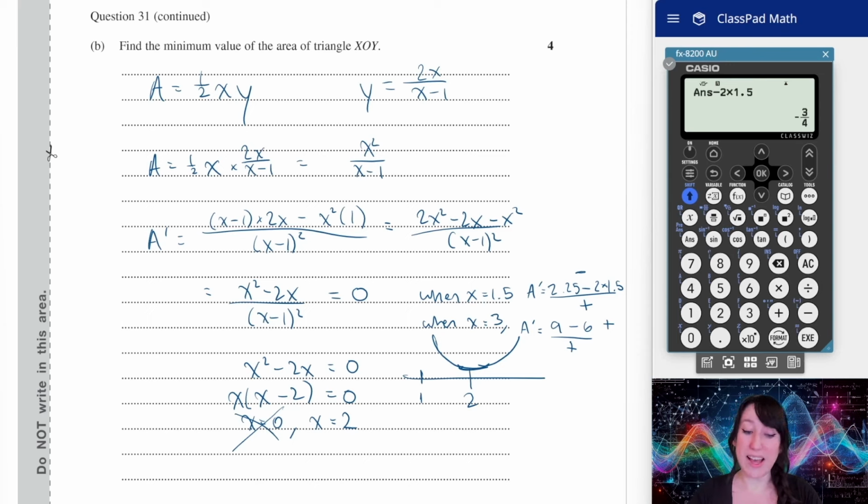However, the question is asking for the minimum value of the area. So let's take that value of x and substitute it back into the expression for area that we have that's solely in terms of x. So the area will be 2 squared over 2 minus 1, which is 4 square units. And that is the minimum area of the triangle.